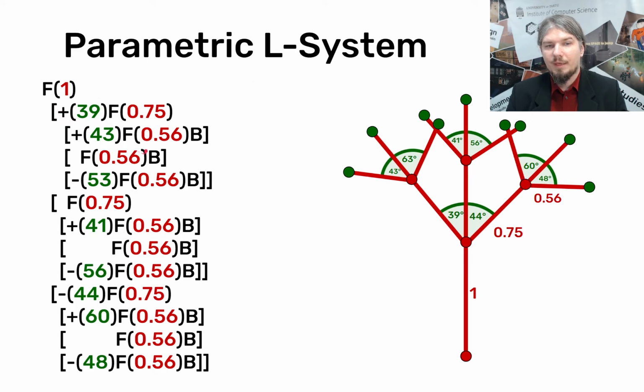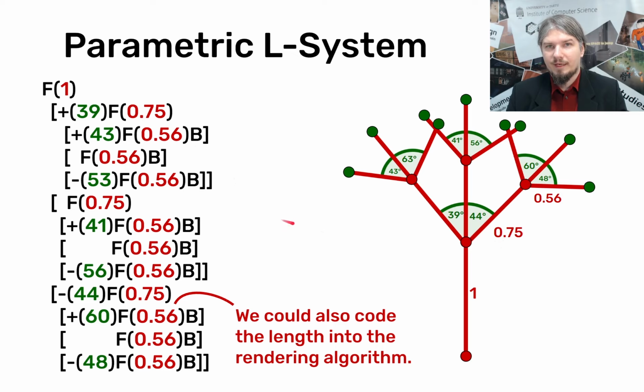And we can also have a parameter for the length of each segment. So for example, this segment, this F here, would be 0.56 units long. However, if each new child branch is always 75% of the length of its parent, then we could also include this length calculation into the rendering algorithm. Because these numbers, we can calculate these.